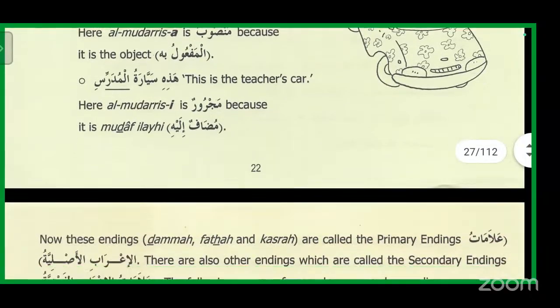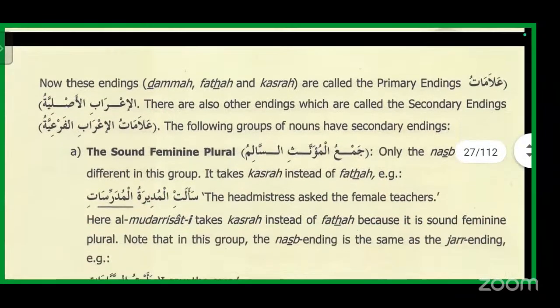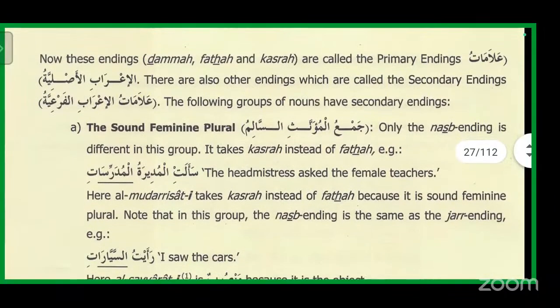Now these endings dhamma, fatha and kasra are called the primary endings, alamatul i'rabil asliya. There are also other endings which are called the secondary endings, alamatul i'rabi far'iyatu. The following groups of nouns have secondary endings. Jam'ul muannath salim, the sound feminine plural. Only the nasab ending is different in this group. It takes kasra instead of fatha.